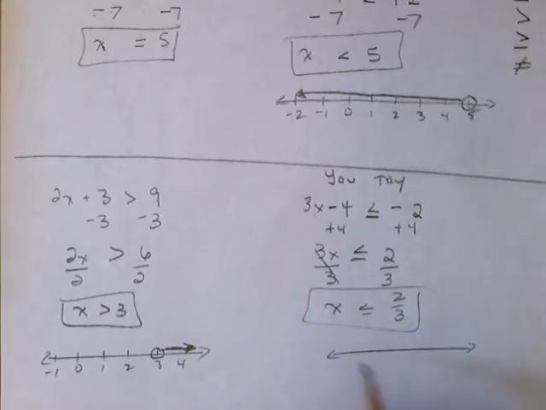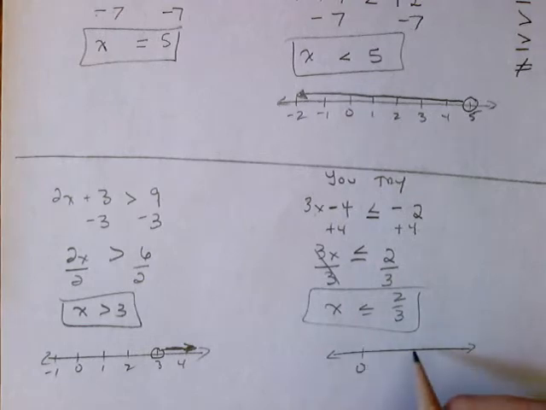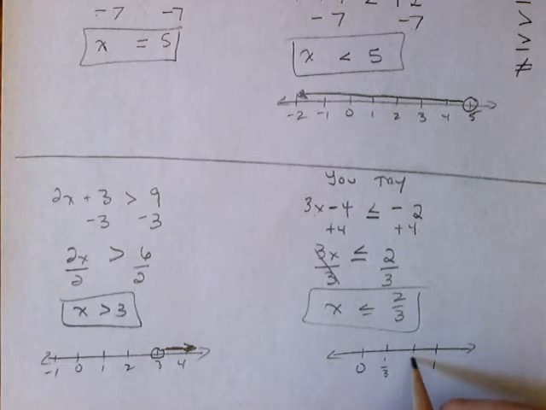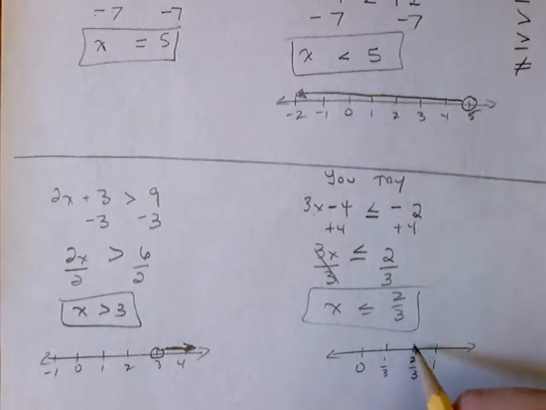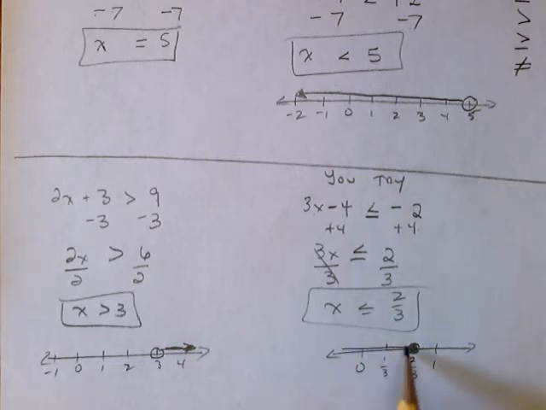If we get asked to put that on a number line, what does that look like? Here's 0, 1. Here's 1/3. Here's 2/3. So if it's less than or equal to, now the 2/3 is included. So recall that I'm going to color in or fill in that dot, and less than is to the left.